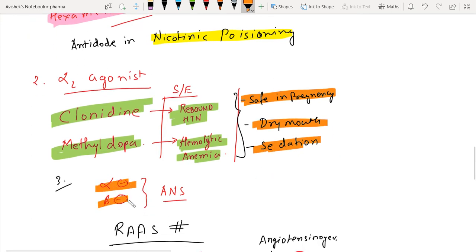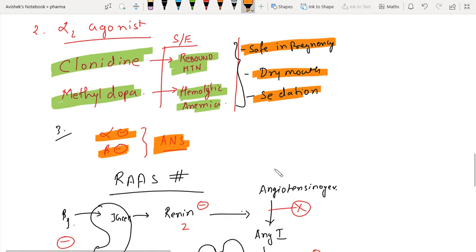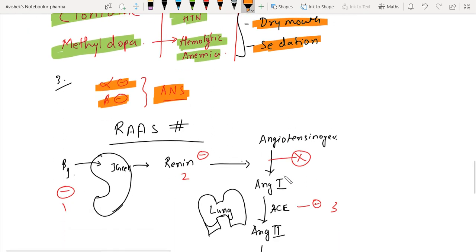Alpha 1 and beta 1, they are in the autonomic nervous system. We talked about the autonomic nervous system blockers.